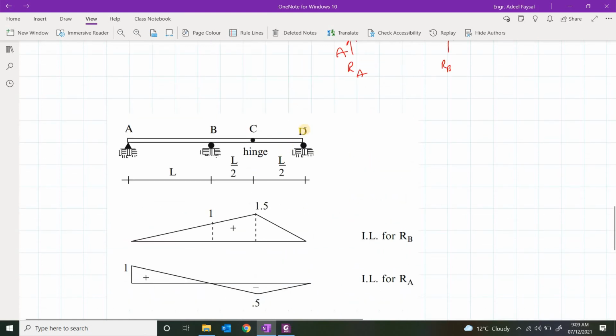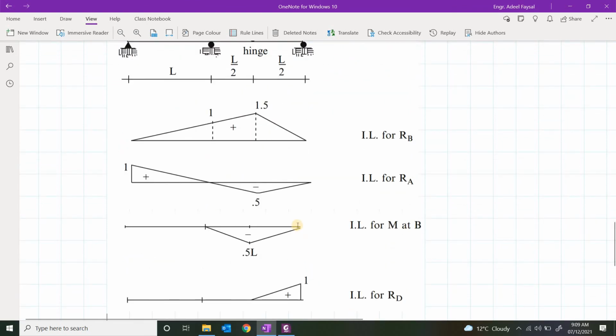Now let's verify this from D. When you place the load at D, all other reactions are 0 and RD is equal to 1. So let's verify this: 0, 0, 0, and the only thing is that RD is 1. This makes the process simple enough.